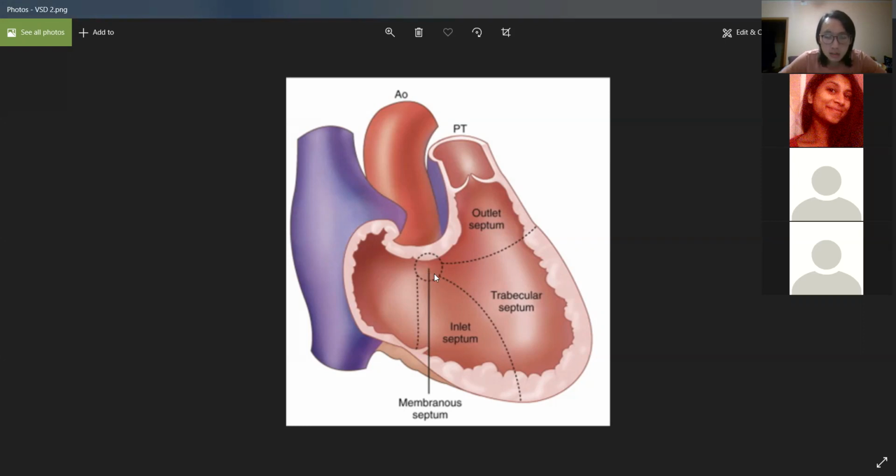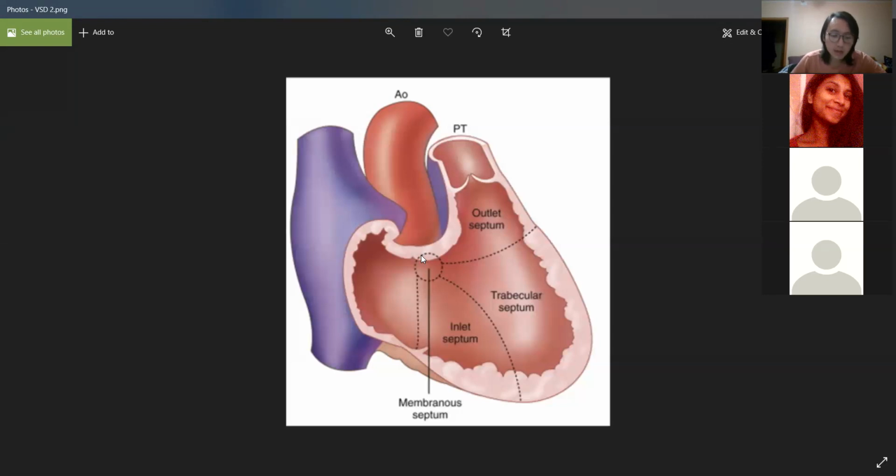This defect can close frequently. Frequently, it closes spontaneously. It can partially close or completely close. Okay, now let's move on to the next one.